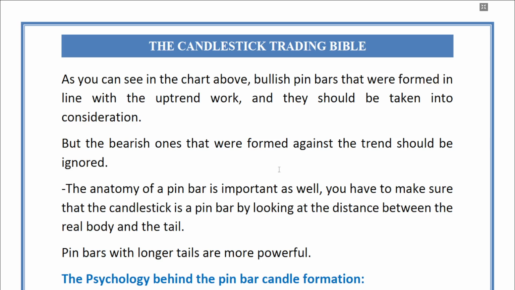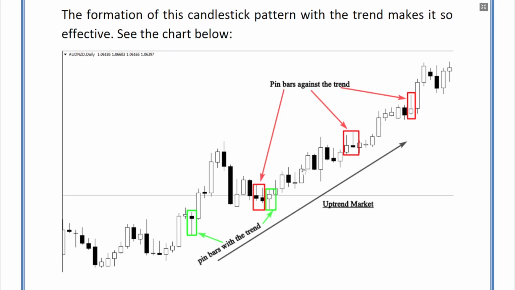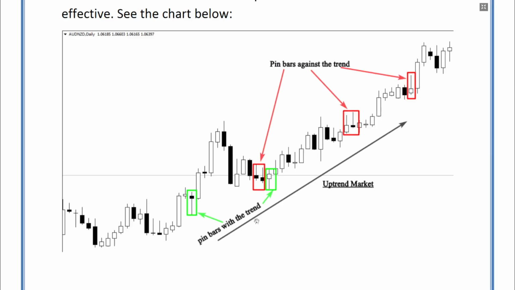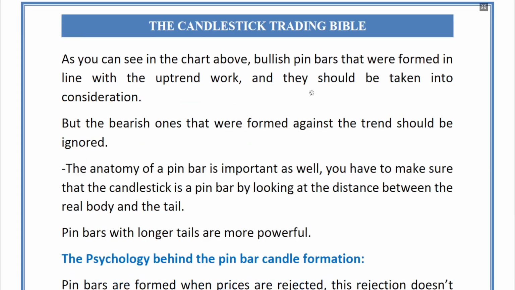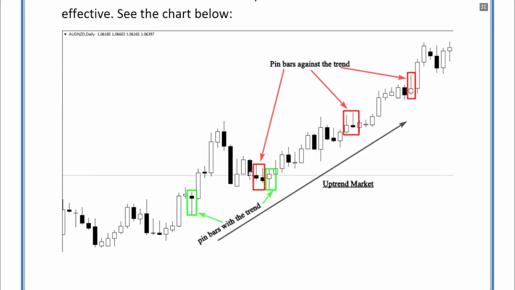As you can see in the chart above, bullish pin bars that were formed in line with the uptrend work. We have one here, one here, and these two. They are formed in line with the market, and they are all working because the market continued moving in an uptrend. They should be taken into consideration, but the bearish ones that were formed against the trend should be ignored. All these bearish pin bars should be ignored.